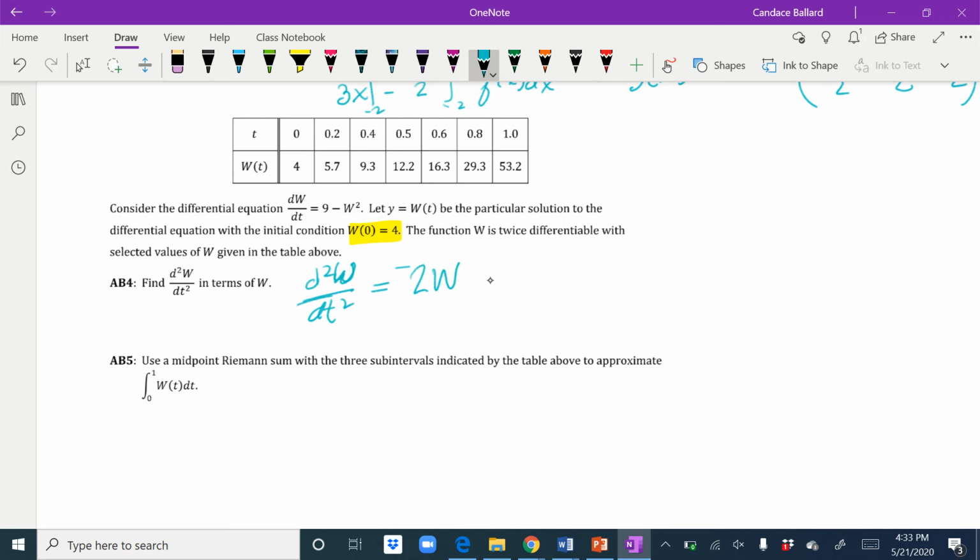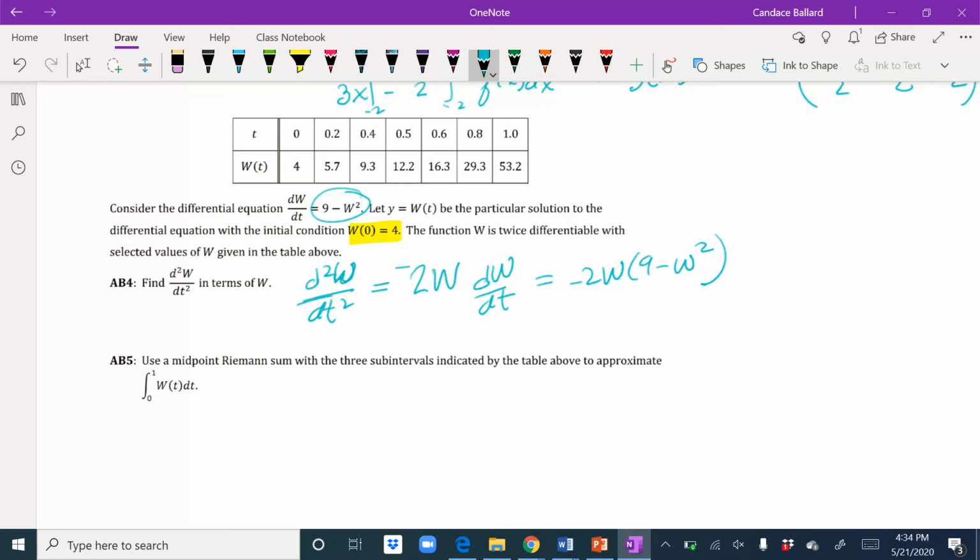That it? Oh, dw/dt? Yes. Okay. Good. And on this particular thing, you have to probably substitute back in for the dw/dt. So you need to rewrite it as, I'm just going to go equivalent, negative 2w, and then we're substituting this guy back in, the 9 minus w squared. So you got to be careful on that one, okay?